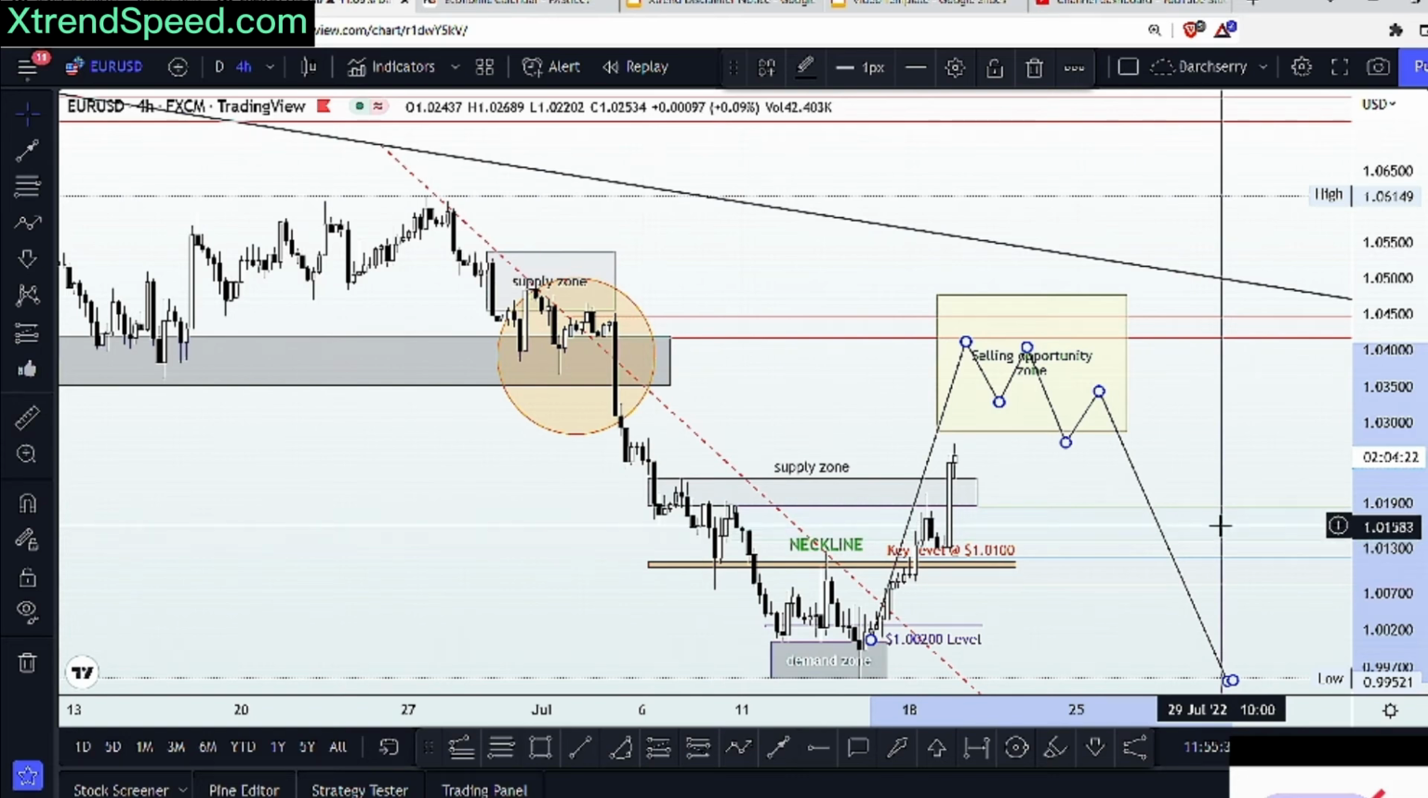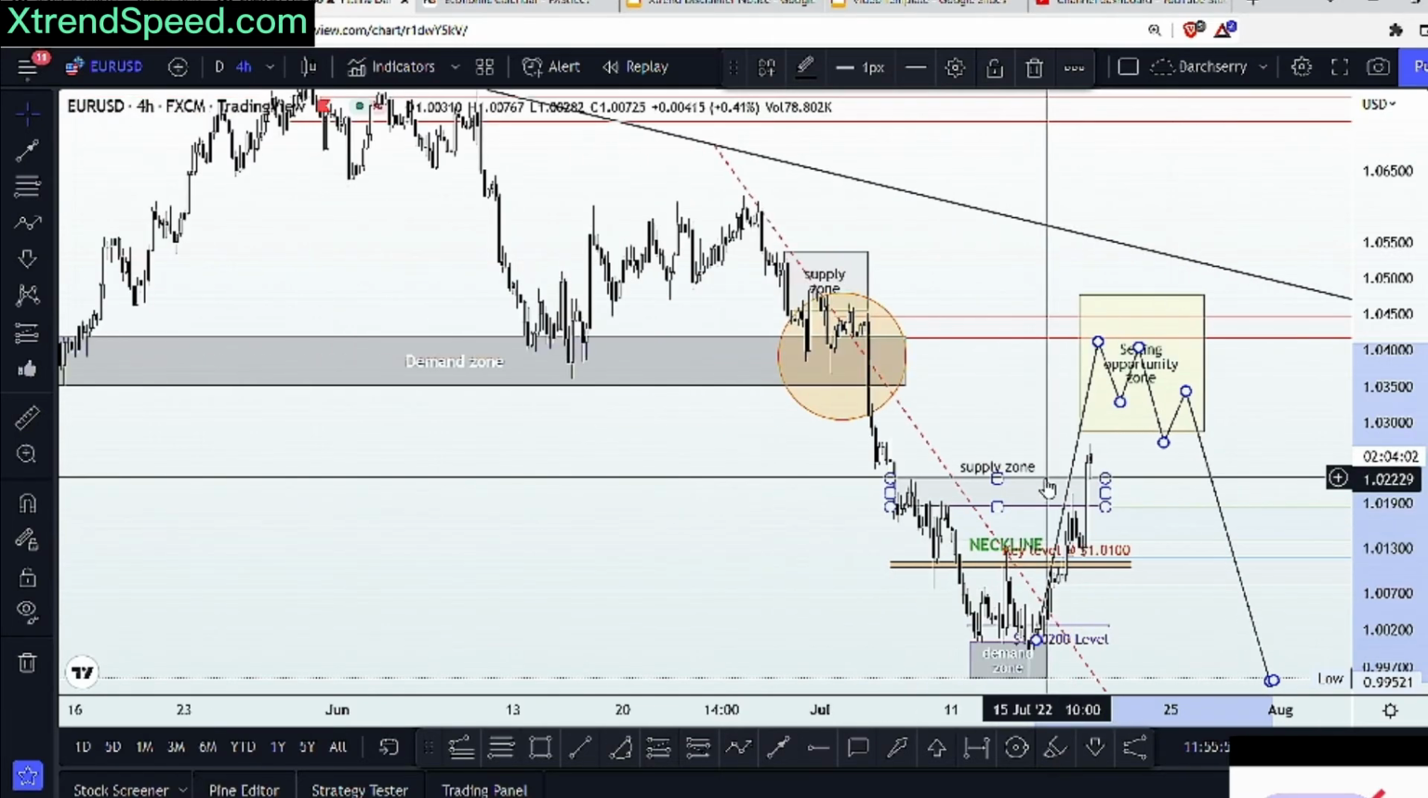So that means if you are yet to be in the trade on the Euro USD, then you want to be patient enough to wait for price action to come to you. And where are you going to be sitting? We are going to be sitting right within the selling opportunity zone, waiting for price action to come there to meet us, and we look out for patterns that support a trend continuation to the downside.